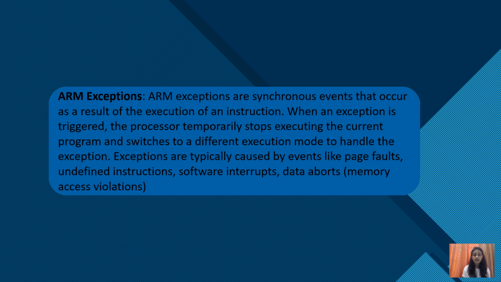So coming to the topic ARM exception, exceptions are synchronous events. A synchronous event is nothing but memory transferred in the form of blocks or frames, and an exception is an event that occurs as a result of execution of a program. When the exception is triggered, the processor temporarily stops the ongoing program and shifts to another execution mode to handle that exception. So exceptions are typically caused by events like page faults, undefined instructions, software interrupts and data aborts, as you can see in the slide.